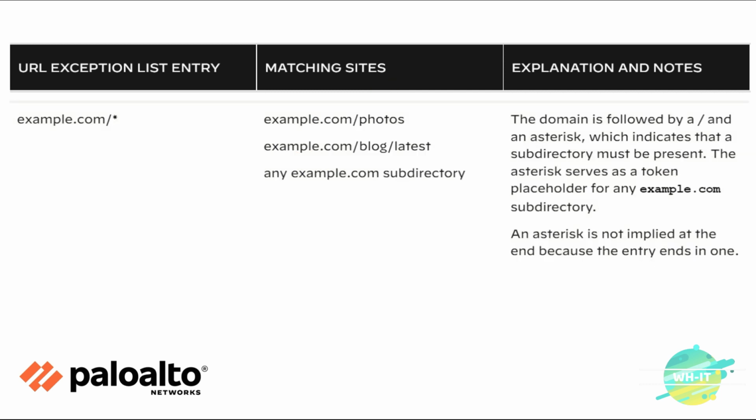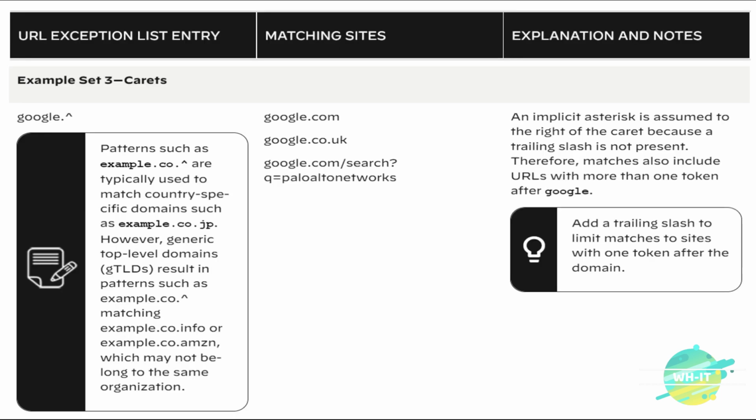This next example is about having some kind of subdirectories. If you want to give access based upon the subdirectory, after this slash is going to be an asterisk, which means it's going to be a subdirectory. It can be a subdirectory of photos, it can be blog or latest, anything you can define. It's going to believe that after the slash it is present as a subdirectory.